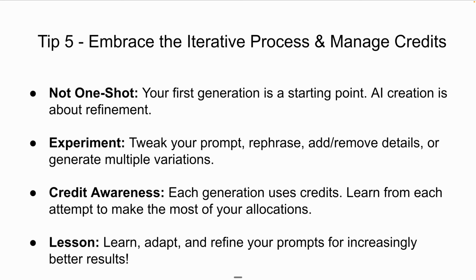This is not a one-shot. Your first generation is a starting point. AI creation is about refinements. Also experiments. Tweak your prompt, rephrase, add and remove details, or generate multiple variations. But remember, each generation uses credits. Learn from each attempt to make the most of your allocations. And finally, learn, adapt, and refine your prompt for increasingly better results.